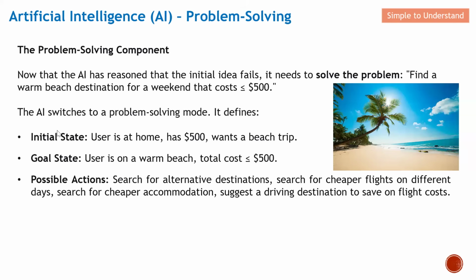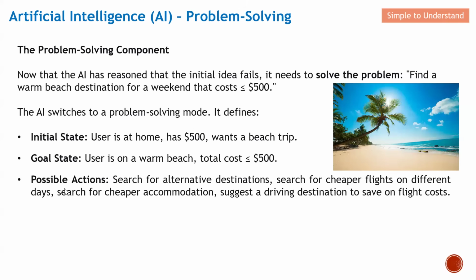Under the initial state, where will your location be? How much will your budget be? And what you actually want to do is have a warm beach trip. Basically the goal is: I want to go to a warm beach and I need to ensure that my total cost will be less than $500. So they will search for all the possible actions.